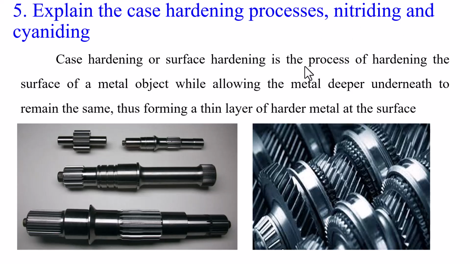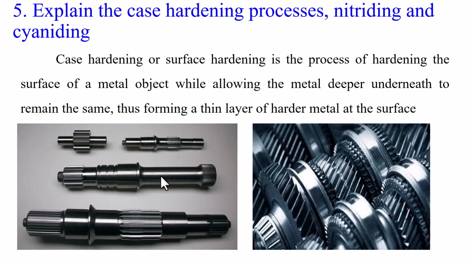Case hardening or surface hardening is a process of hardening the surface of a metal object while allowing the metal deeper underneath to remain the same, thus forming a thin layer of harder metal at the surface. The top surface of the metal is harder, and inside is soft. The core is soft. For example, you can see here some shaft, some gear, etc. In the case of a shaft, it is rotating inside the bearing or housing, so wear and tear is more on this surface.